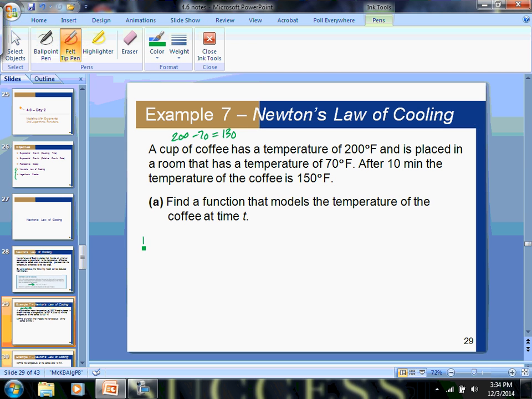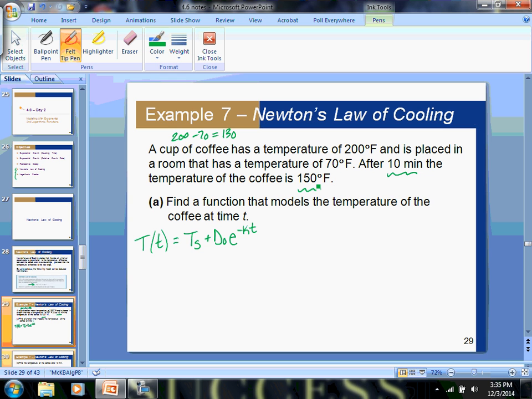Remember, our original equation started with T of t. That temperature after a certain amount of time is 150. Then we had T sub s, our surrounding temperature, the temperature of the room that it's placed in. That's 70. They gave us that. Then we have D sub 0, the difference in the temperature of the surroundings and the coffee. That's 130. And then we have e, but we don't have our constant. And then time, they actually gave us time. After 10 minutes, they told us we have a temperature of 150.